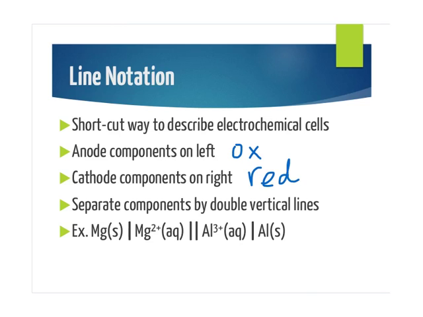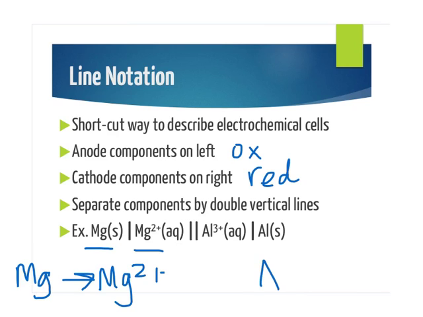So we have magnesium becoming Mg2 plus. So that half reaction would look like this. And then we have aluminum ions becoming aluminum solid. That half reaction will look like this. So it's just a shortcut way to show what's happening in a cell. So we separate the Mg and the Mg2 plus with one vertical line, and then both the separate components are separated by a double vertical line, and then we have the reduction component on the right.